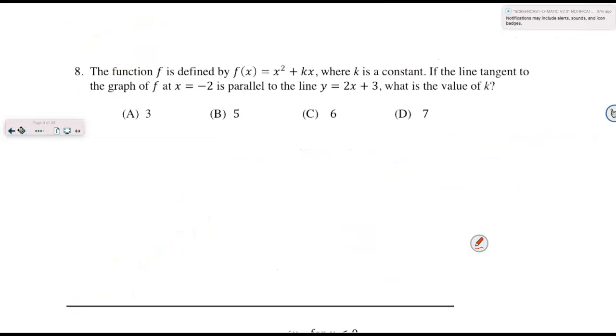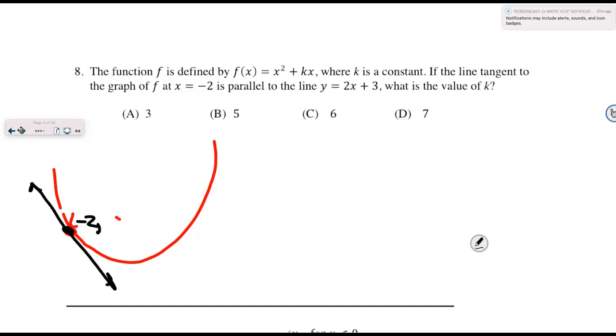All right, next one up, number 8. This is one where I always like, if you're stuck, draw a fake picture. I've got a function, it's a parabola, it opens up. That's what I know. There's my fake function. It says, if the line tangent to the graph at x equals -2. So I'll go over here just at a fake place. I've got a tangent line, it's hitting at -2 comma something, I don't know.